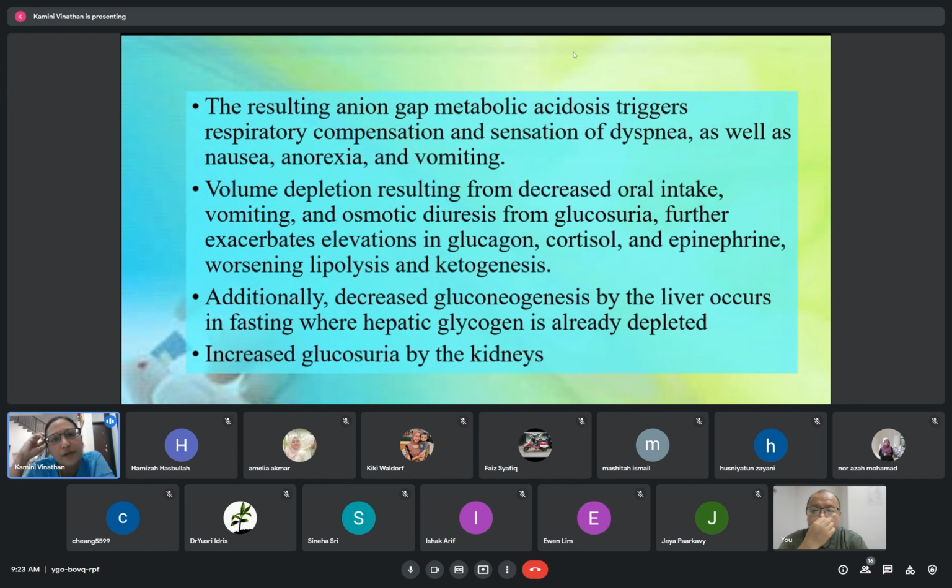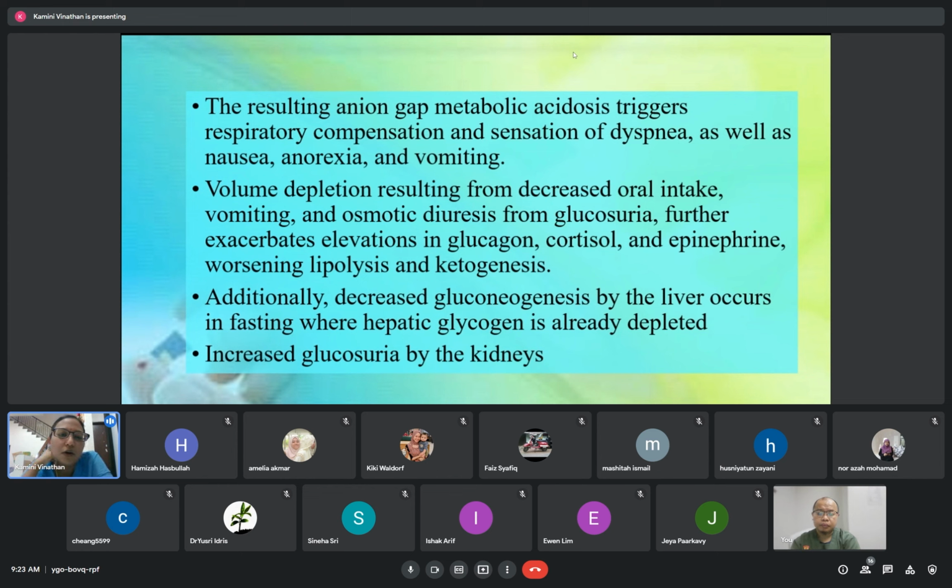So this results in anion gap metabolic acidosis, which triggers respiratory compensation, which is the sensation of dyspnea, as well as nausea, anorexia, and vomiting. Volume depletion results from decreased oral intake, vomiting, and osmotic diuresis from the glucosuria, and further exacerbation from the elevation of glucagon, cortisol, and epinephrine worsens the lipolysis and ketogenesis.